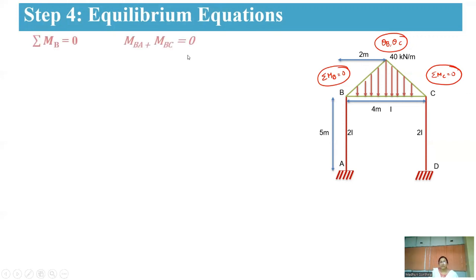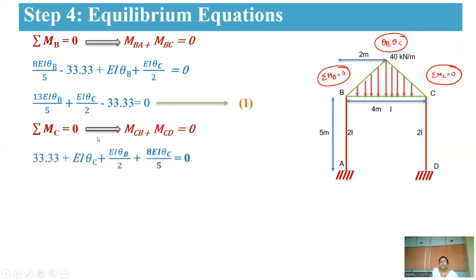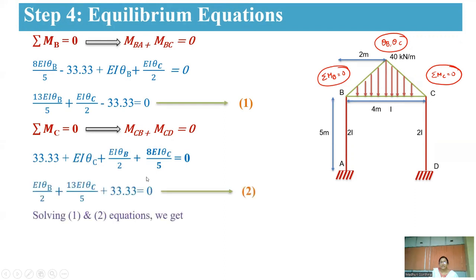So this is sigma MB equal to 0. That means MBA plus MBC moment will be equal to 0. So this is a simplified equation, and you are going to get this equation 1. Similarly, next one is sigma MC equal to 0. That means MCB plus MCD will be equal to 0. By simplifying this, you are going to get this equation. So this is your second equation.